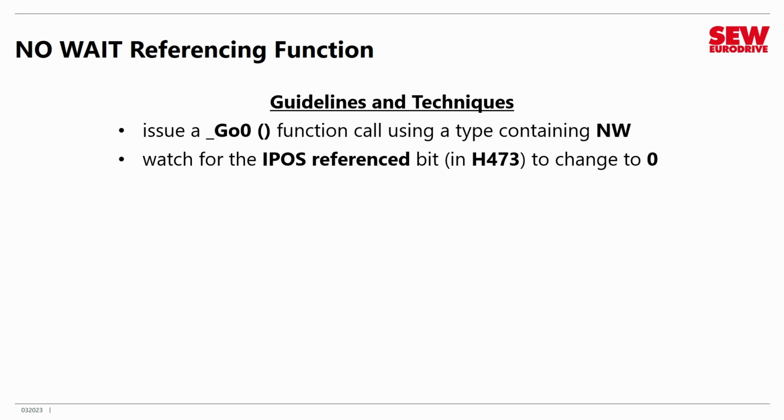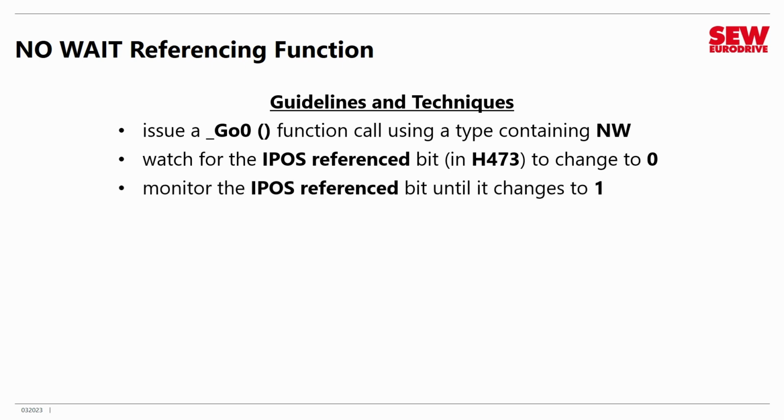The way you know it's completed referencing is you watch the IPOS reference bit in status word, that's H473. Shortly after you call the goZero function, it will change to 0. Now maybe it was already 0, but if the drive happened to have been referenced, it'll be 1 initially, there'll be a brief delay, and it'll change to 0. That means the referencing operation has started. So you want to watch it go to 0 first. It may actually be 1 very briefly, and you don't want to be fooled into thinking that referencing is already finished. So watch it go to 0, and then watch it again until it changes to 1. When it changes to 1 after it's changed to 0, it means referencing has successfully finished.